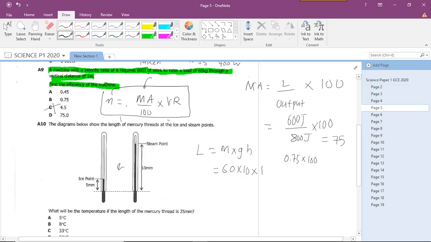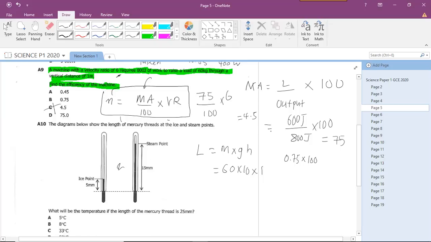Then we substitute into this equation. Efficiency is mechanical advantage over 100 multiplied by our velocity ratio. Our mechanical advantage is 75 over 100 multiplied by the velocity ratio, which is 6. So we'll say 75 divided by 100, we'll get 0.75 multiplied by 6, we'll get our answer as 4.5, which is C.